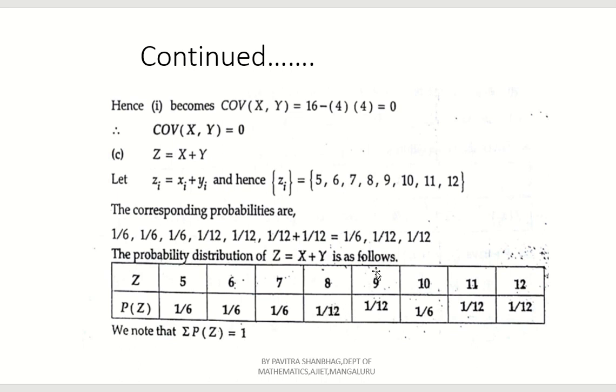Similarly, 1 by 12 plus 1 by 12 means 2 by 12. That means again 1 by 6, plus 1 by 6, again 2 by 6. That means 1 by 3. Next again 1 by 12 plus 1 by 12. So if you add all, you will get equal to 1. So the given probability distribution is proper one, right?